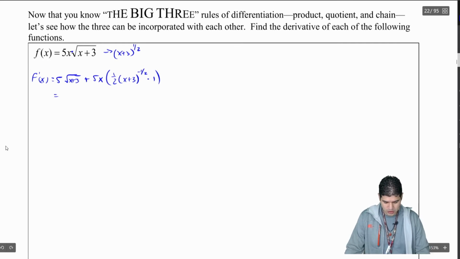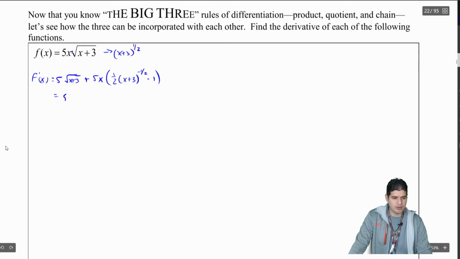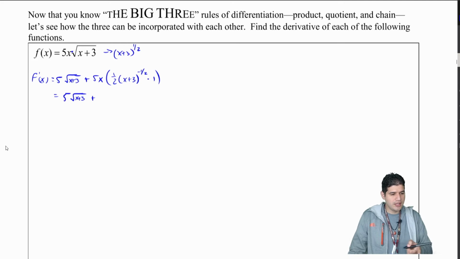All right, so let me think about this. I'm going to hold on to this because I don't really want to work on the left side yet. So 5 times the square root of x plus 3 plus, all right, what I want to do here is put this as one fraction.